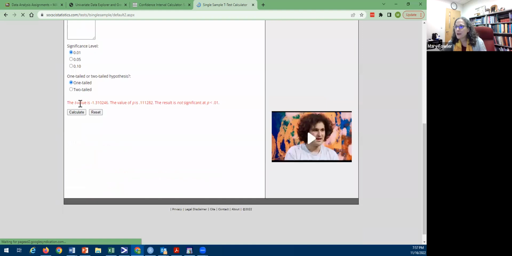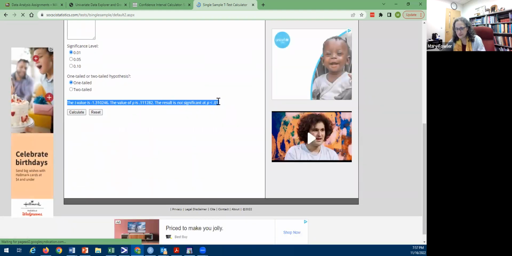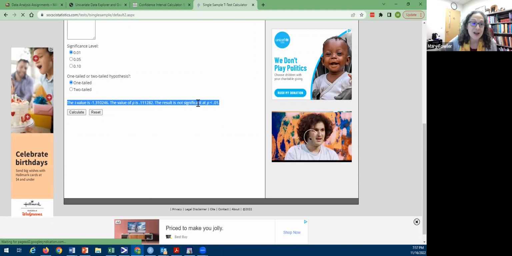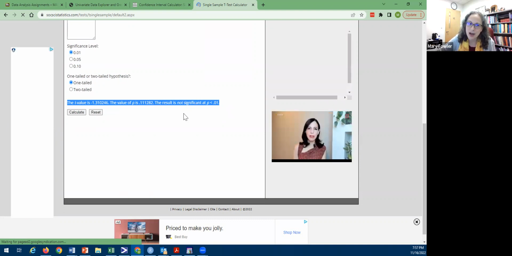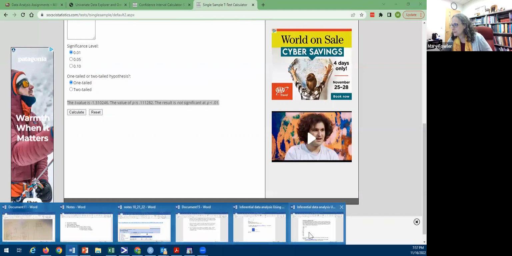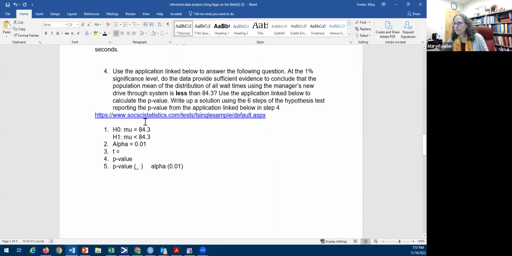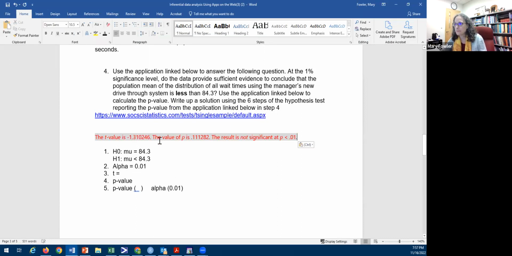So down here, we have all the things we need. Let's go ahead and copy this. It's t-value, there's a p-value, and there's a word that it is not significant, which means we do not reject the null hypothesis. So let's go ahead, put this down here in our lab report. I'm going to pop it right in here. And then I'll fill out, we can use this to fill out the rest of the 6 steps.